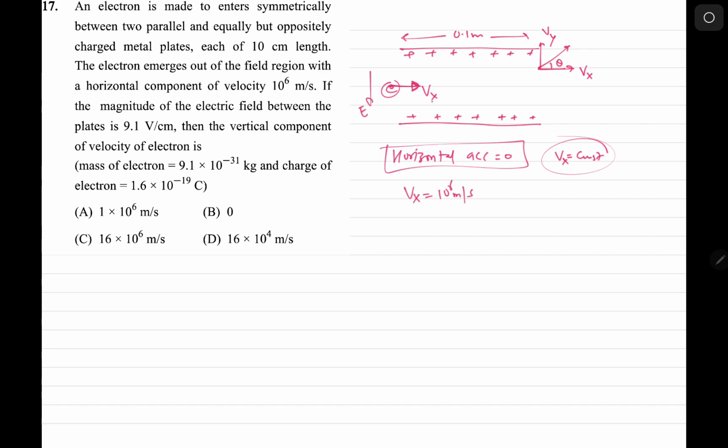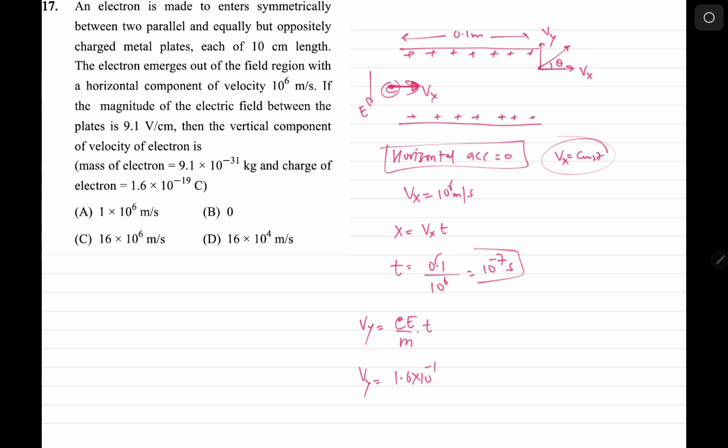Now from here we can find the time. So in the horizontal direction, x equal to Vx into t. So t is equal to 0.1 by 10 to power 6. So it is 10 to power minus 7 second. Now with this time we'll find the vertical component. So in the vertical direction we have acceleration. So Vy is equal to the initial velocity in y direction, which is 0 because it is projected horizontally, plus acceleration, which is E by m, into time. So just solve this one now.